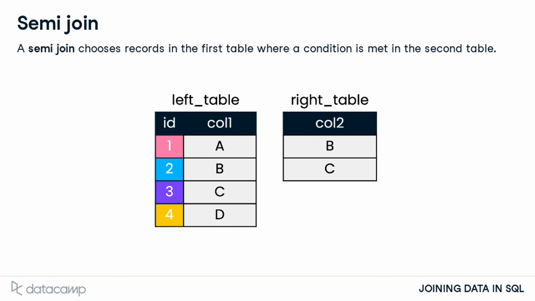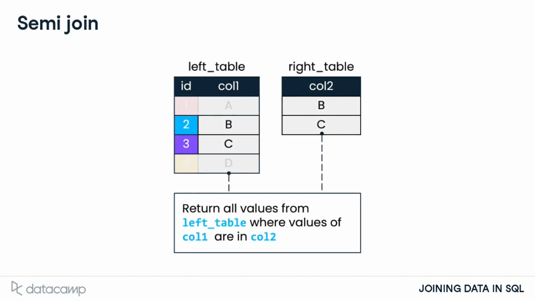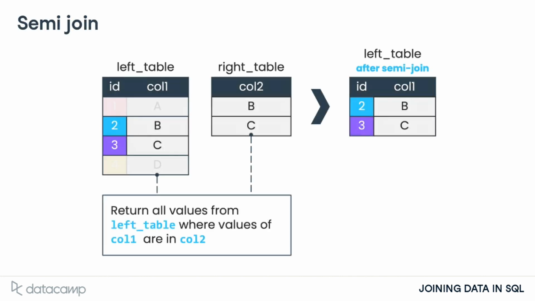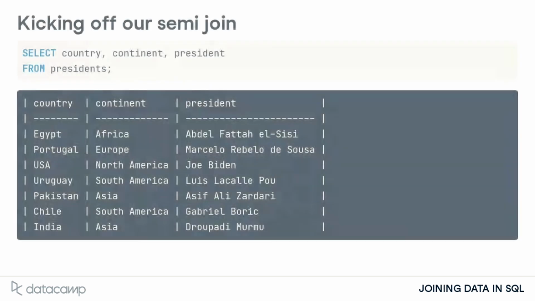A semi-join chooses records in the first table where a condition is met in the second table. More specifically, the semi-join will return all values of left table where values of col 1 are in a column we specify, namely col 2 in the right table. Records not of interest to the semi-join have been faded out. The final result of our semi-join is records corresponding to IDs 2 and 3.